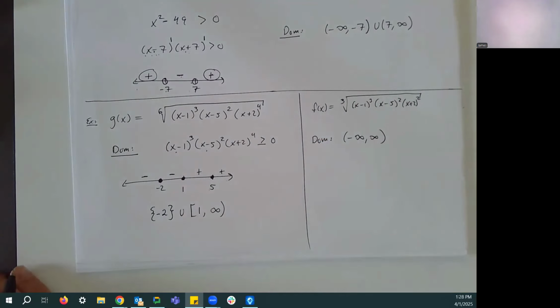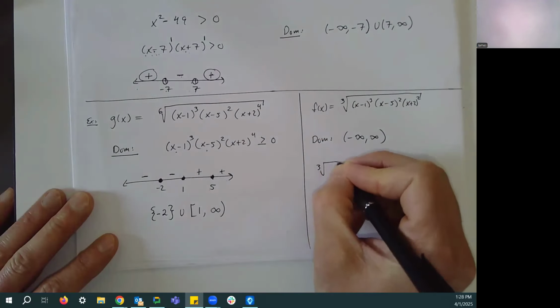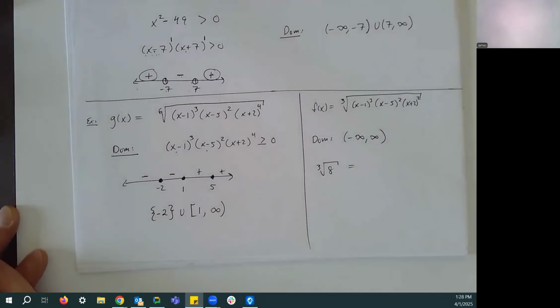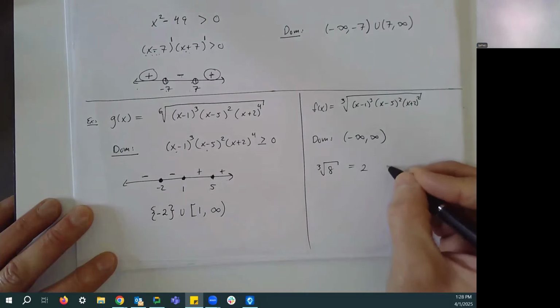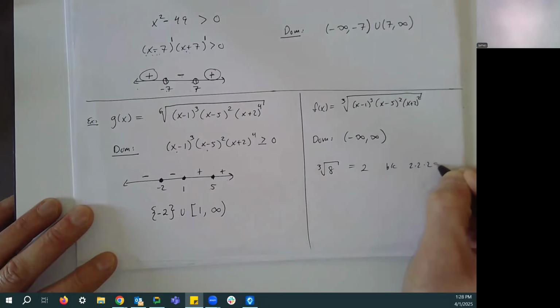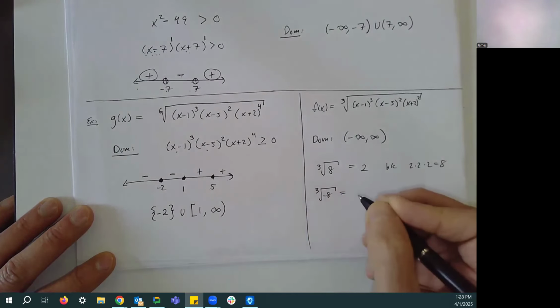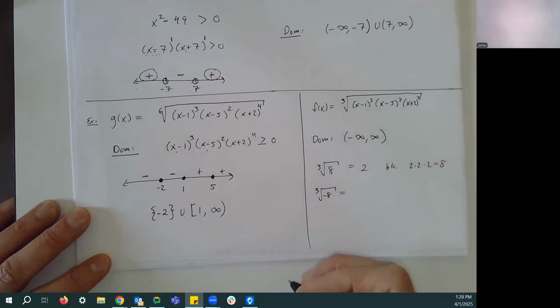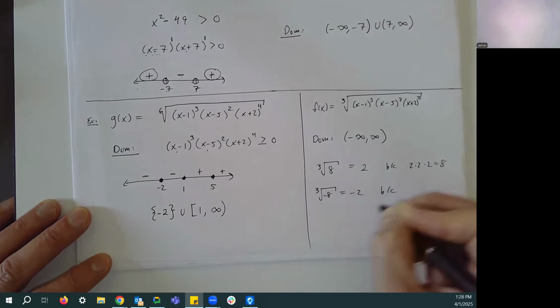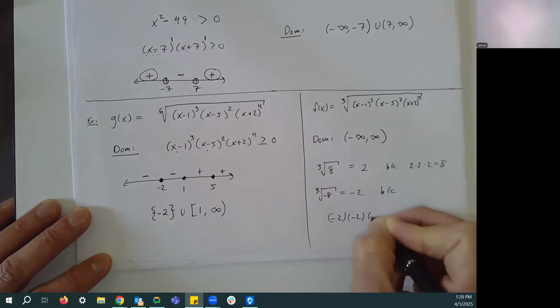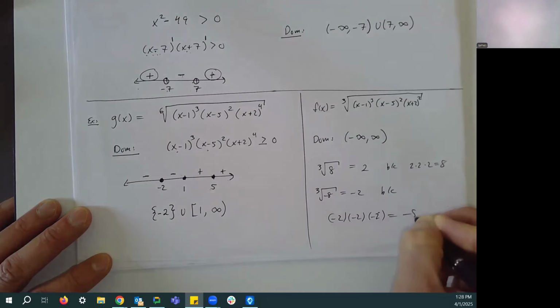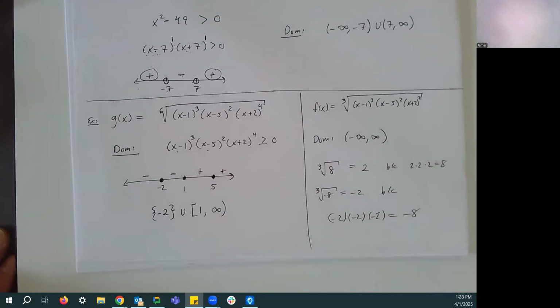Just to make sure everyone's cool with this, what's the cube root of 8? 2, because 2 times 2 times 2 equals 8. And what's the cube root of -8? -2, because -2 times -2 times -2 is -8. So you can always take the odd root, meaning a third root, a fifth root, a seventh root, et cetera, of any number, positive or negative.